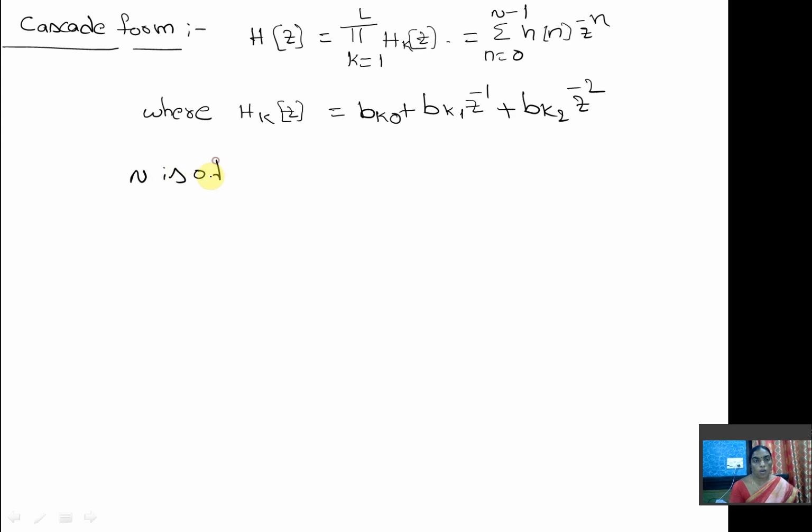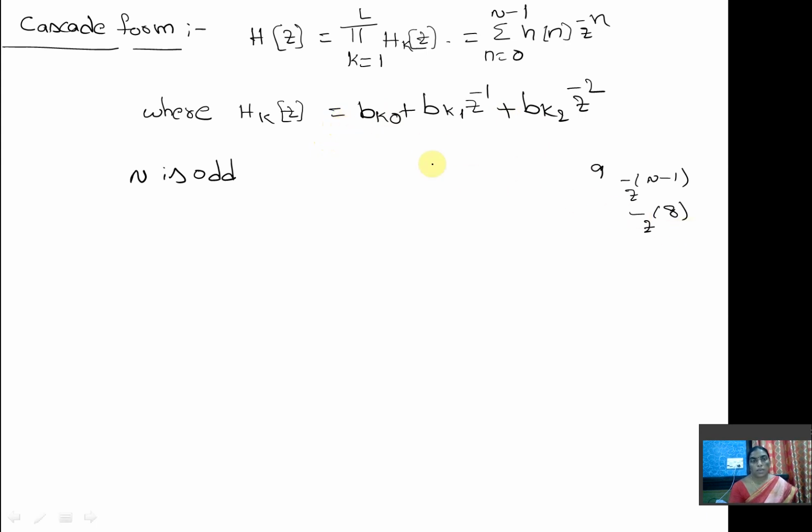If N is odd, for example 9, right? That means we have 9 terms, but the polynomial order is z power minus of N minus 1, that means z power minus of 8. So z power minus of 8 means how many second order transfer functions we will get from this? 4 second order polynomial equations or transfer functions we will get.